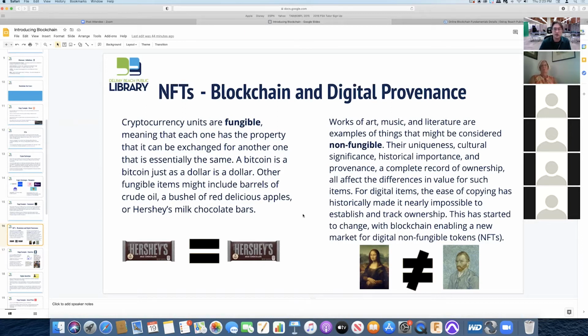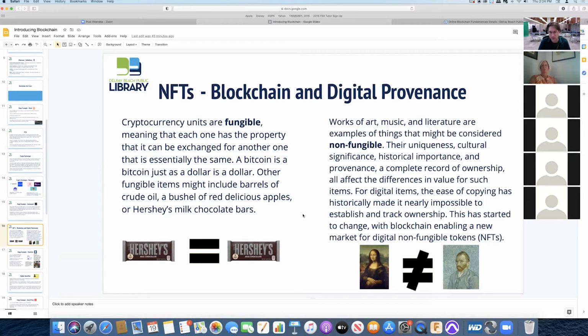Other fungible items might include barrels of crude oil, a bushel of red delicious apples. Most commodities are fungible items. Hershey's milk chocolate bars might be another one. As long as they're the same, you can exchange one for the other and nobody would know the difference. Most people wouldn't care if you said, hey, change me that Hershey bar for this Hershey bar. On the other hand, you have things like works of art, music, and literature, which could be considered an example of things that might be considered non-fungible.